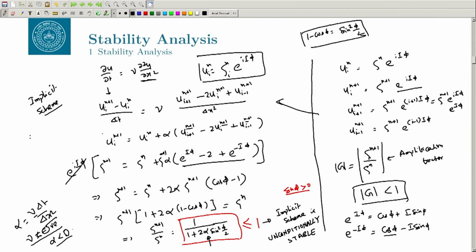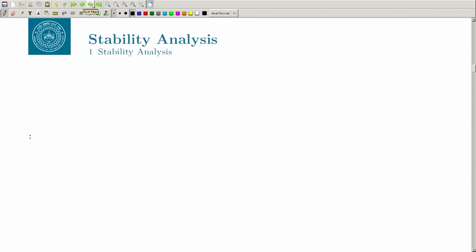So, what does it mean? That instead of dissipating, which is the nature of the diffusion scheme, it will start exploding, okay, and quickly the scheme will become unstable, right. So, nu being positive is an essential criterion for the diffusion equation to be stable.